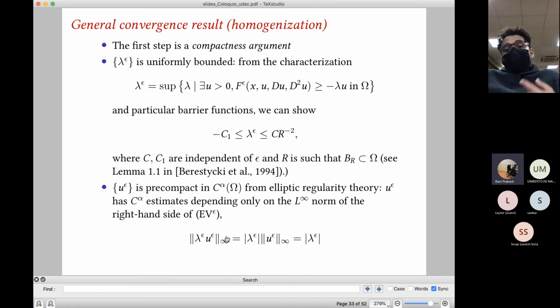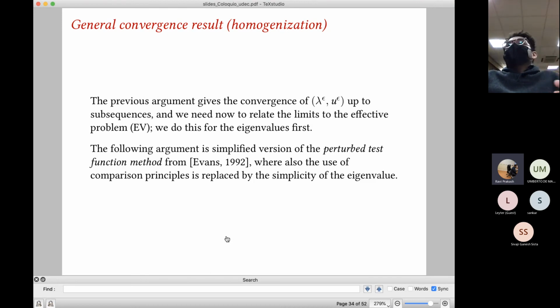Since we are working with the normalization, it is required that the L infinity norm of U is equal to 1. We already bounded the eigenvalue. We have these C alpha estimates quite easily. Right? So the second part is harder, which is relating somehow the limits. By limits I mean limits up to subsequence, right? The eigenvalue lambda epsilon and U epsilon converge to something up to subsequence, but we need to relate that something to the average problem. That is the harder part.